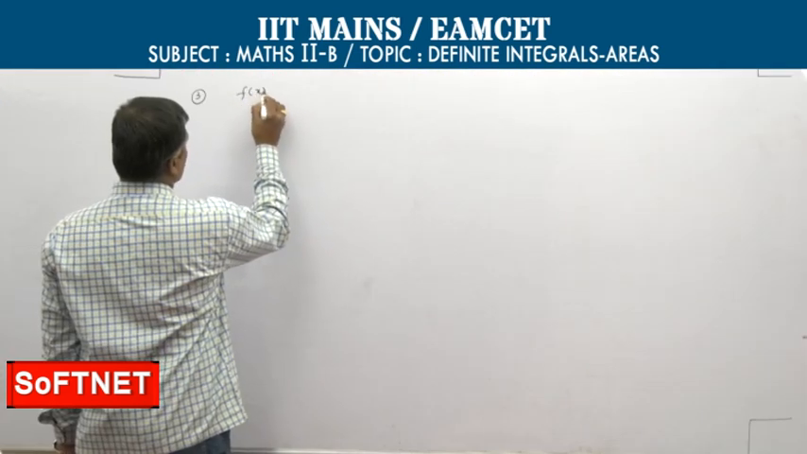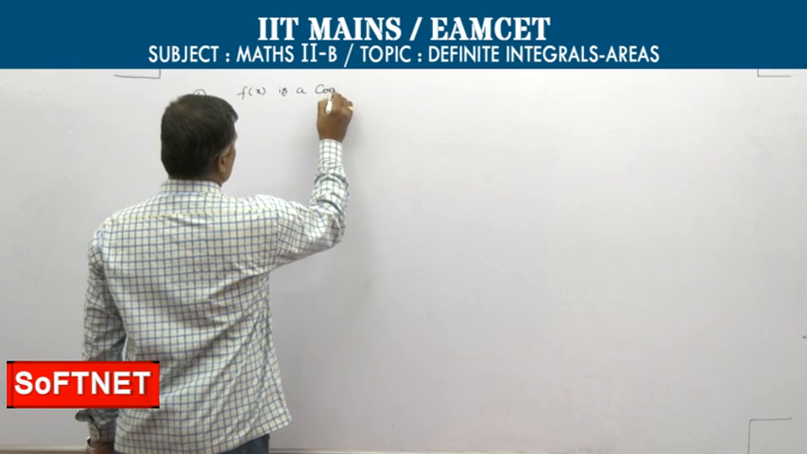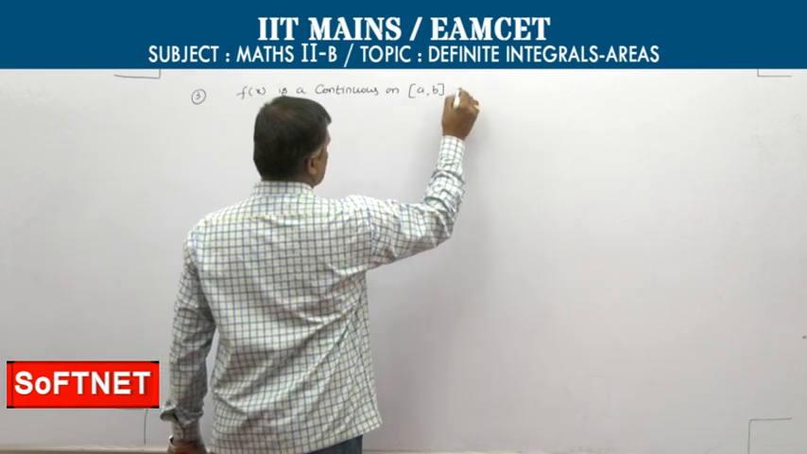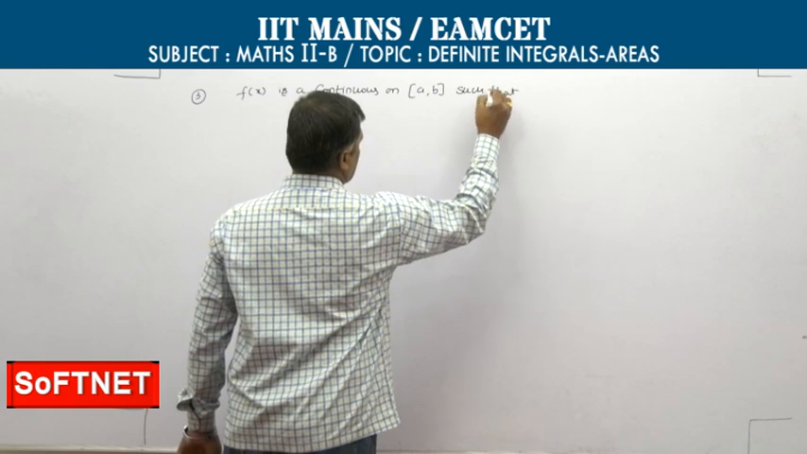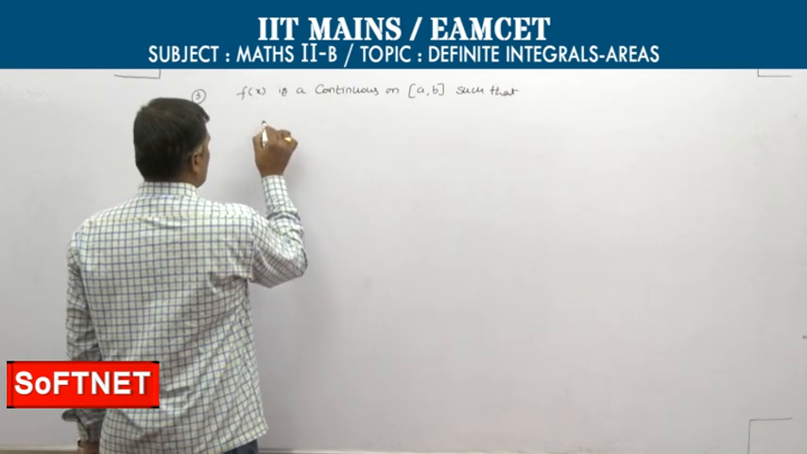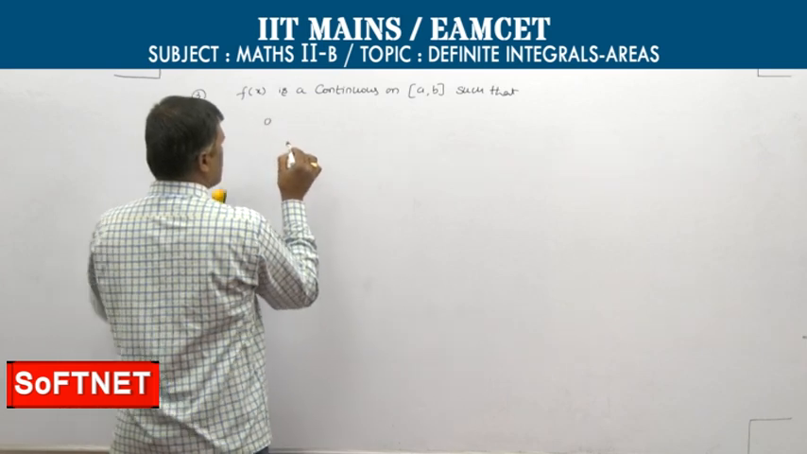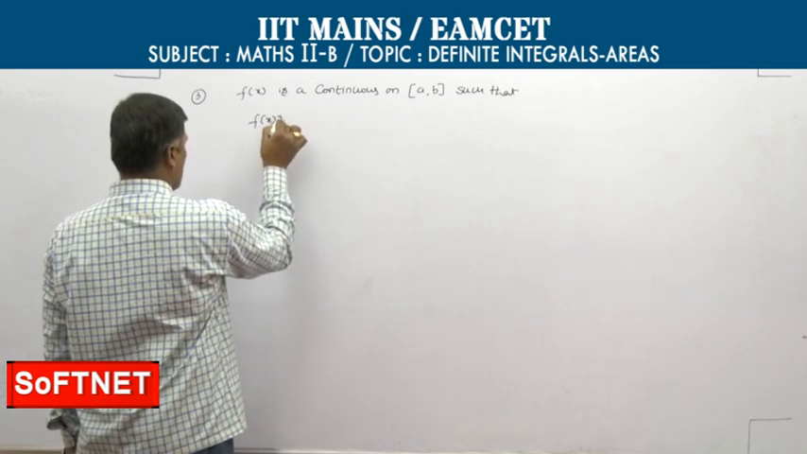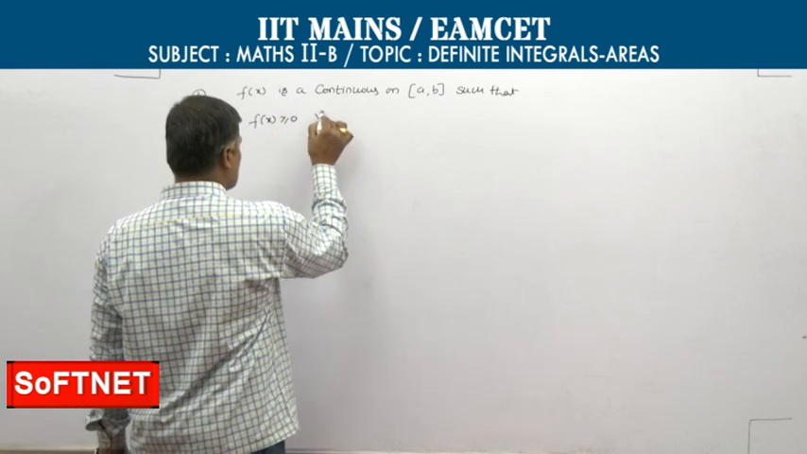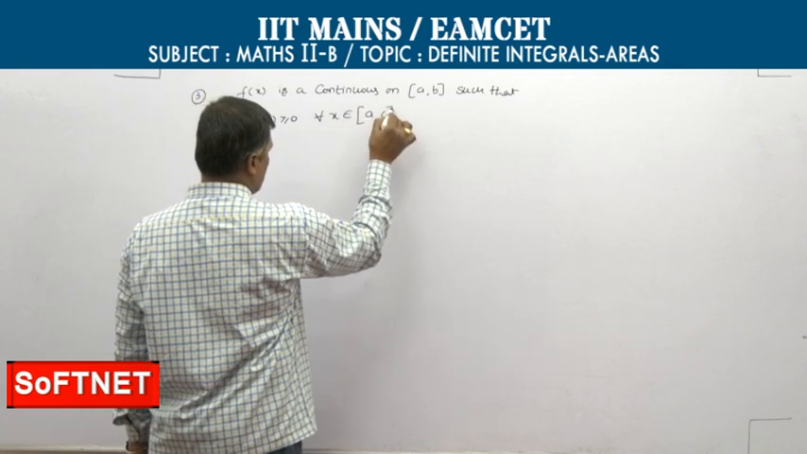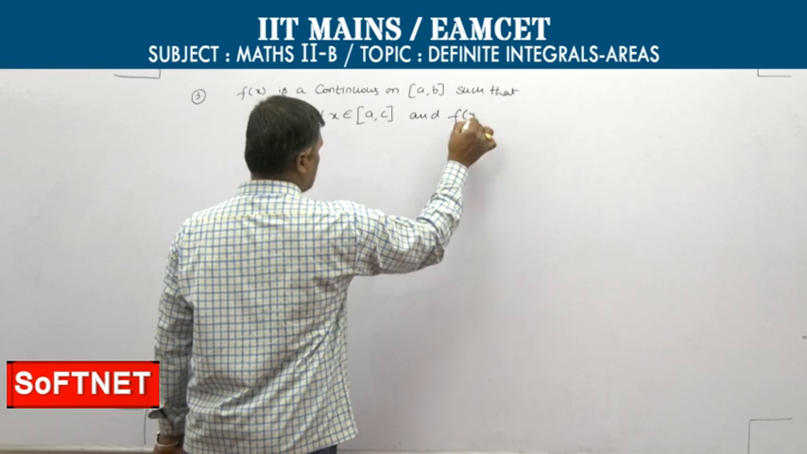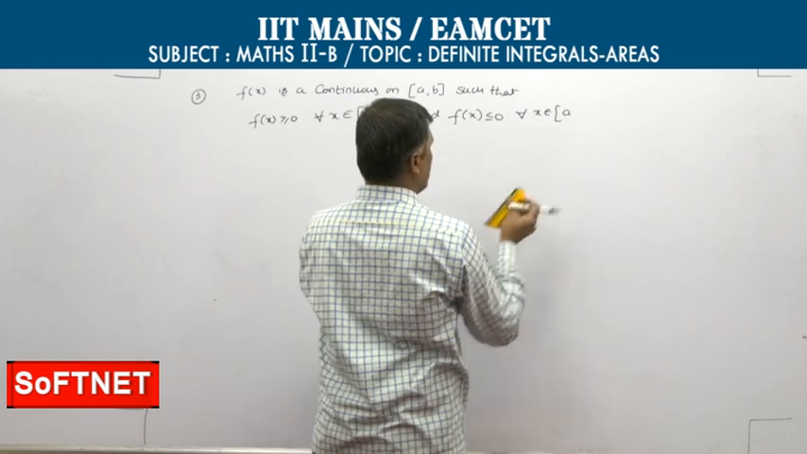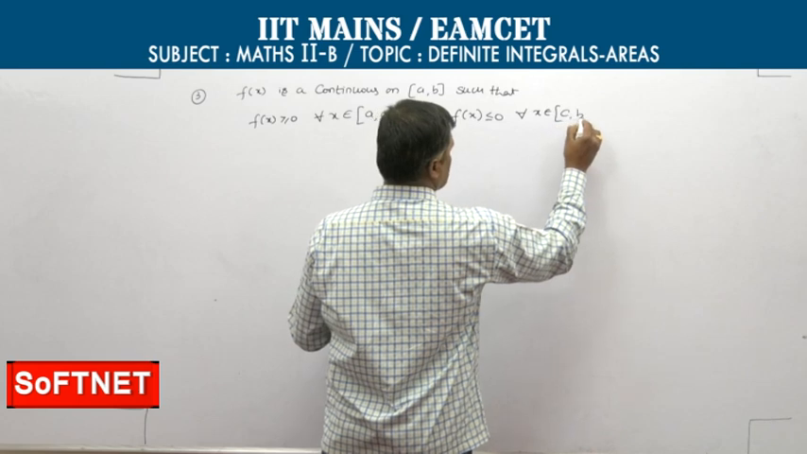Let f of x be a continuous function on the closed interval a b such that f of x is greater than or equal to 0 for all x belongs to closed interval a to c, and f of x is less than or equal to 0 for all x belongs to closed interval c to b.